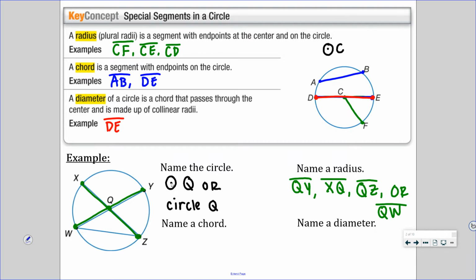Name a chord. 3 possible ones here. Lauren? WZ. Perfect. Thank you. Tyson? WY. WY or XZ?